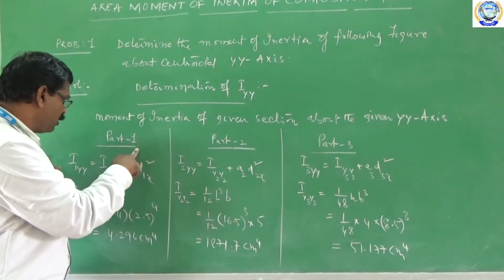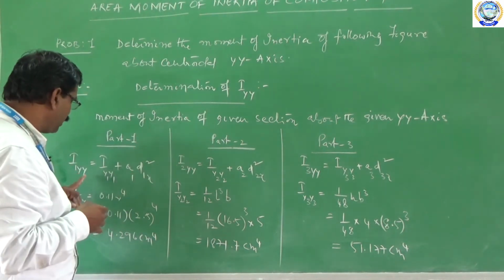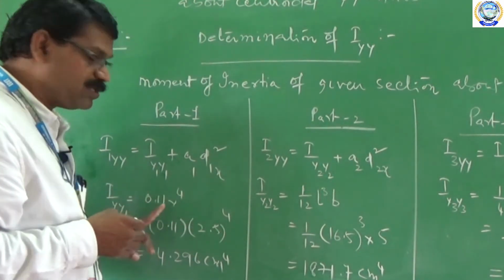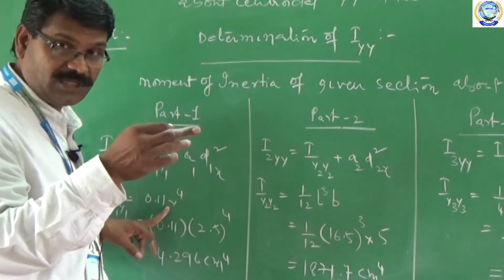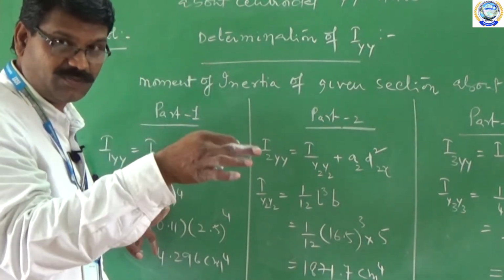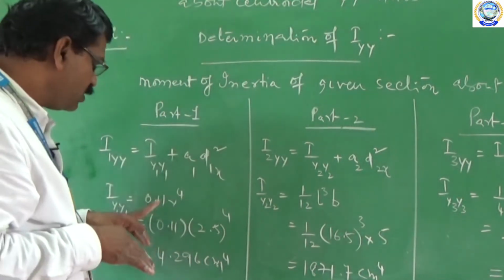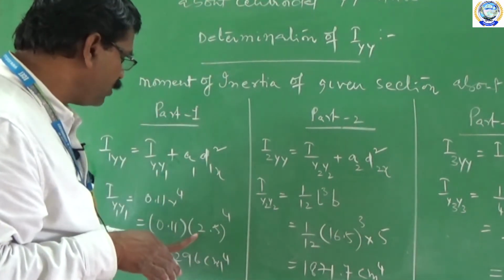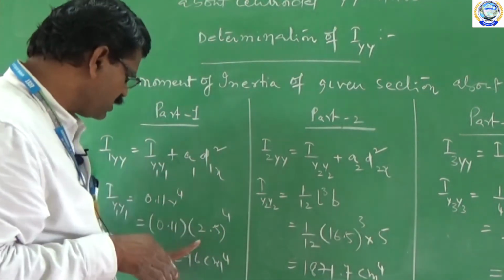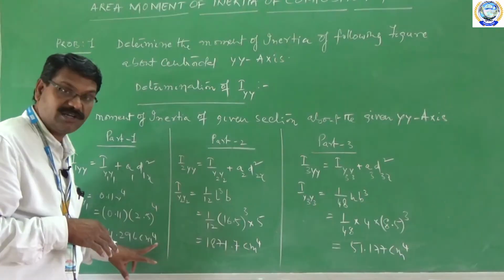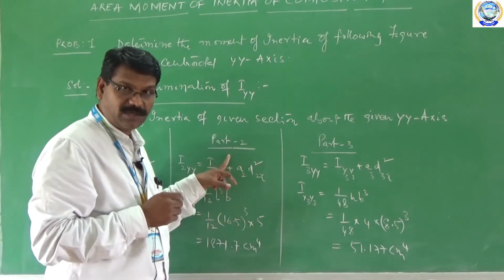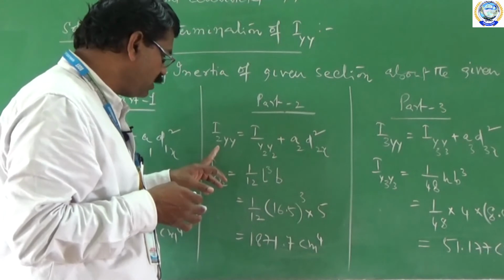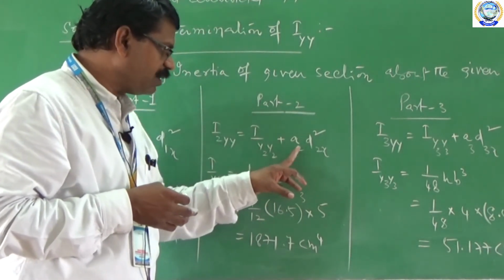Now, if you take part 1, the formula for determination of I1yy is equal to Iy1 plus A1 d1x square. Therefore, Iy1 is equal to, we have a stipulated formula for the moment of inertia of the centroidal y-y axis with respect to a semicircle. What is that? 0.11 r to the power of 4. And in the semicircle, our radius is 2.5. Therefore, 0.11 into 2.5 to the power of 4. After simplifying this, we will get Iy1 is equal to 4.296 centimeter to the power of 4. Similarly, coming to the second part, which is called the rectangle, the moment of inertia with respect to the rectangle, we have a formula, that is I2yy is equal to Iy2 plus A2 d2x square.